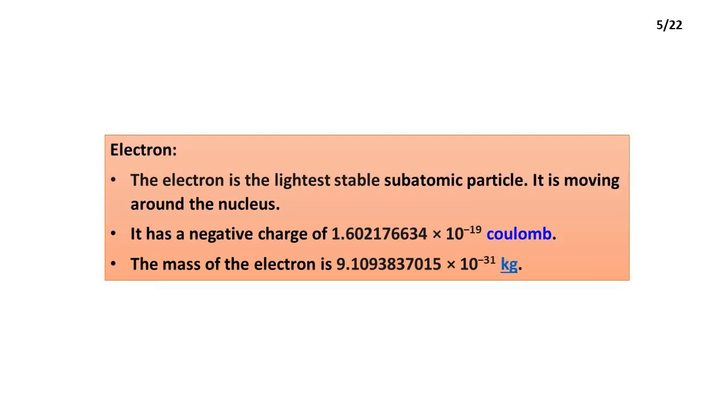Electron. The electron is the lightest stable subatomic particle. It is moving around the nucleus. It has a negative charge of 1.602176634 × 10^-19 coulomb. The mass of the electron is 9.1093837015 × 10^-31 kilogram.